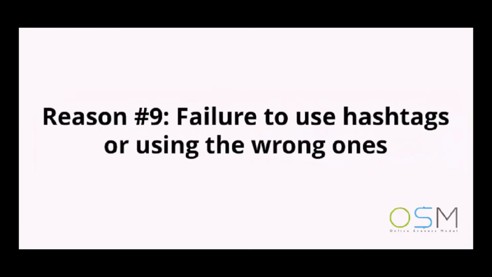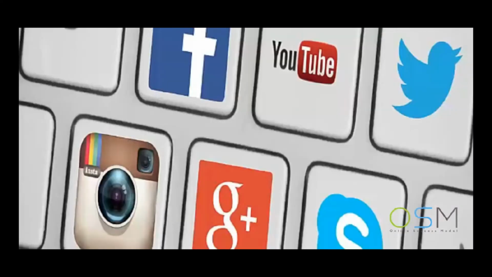Reason number 9, failure to use hashtags or using the wrong hashtags. Now, hashtags establish the niche of your content. People that are interested in certain things will use certain hashtags. For example, hashtag business if they're interested in business in general, or hashtag gardening. Now, what you need to do is get into the habit of using these all the time. And the thing is, you might choose hashtags that don't seem to work at first, but you can swap these out and you can find the ones that do. It's very important you do this because this is how you get discovered by people with the same interests and get the right followers.